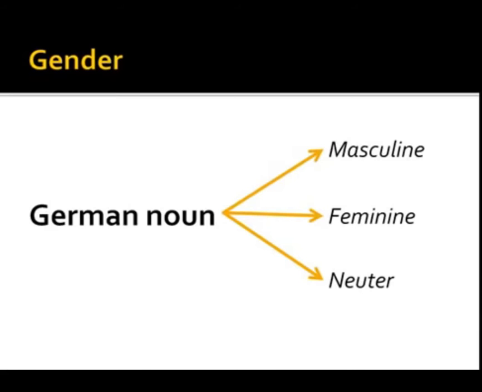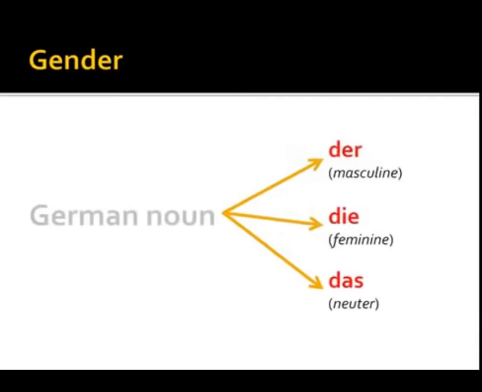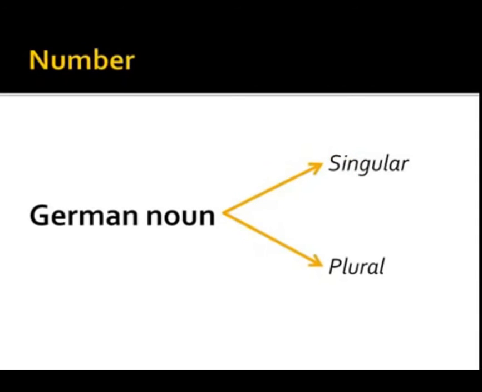Now, the gender of a noun is indicated by the definite article. So, for instance, a masculine noun will be preceded by der. A feminine noun could be preceded by die. A neuter noun could be preceded by das. In addition to gender, a German noun will indicate number. A German noun is either singular or it is plural. So, let's look a little bit closer at this.